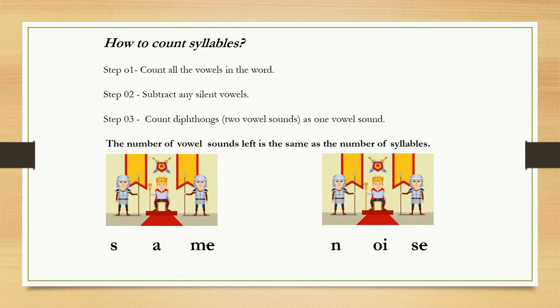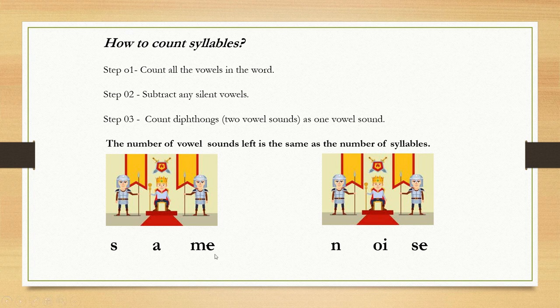Now we are going to count syllables in a word. There are three steps. It is like a calculation. Count the vowels in the word, then subtract any silent vowels. As in this example, same, E is silent, so we subtract it, we remove it. Then you can count the diphthongs. The number of vowels remaining is the number of syllables.